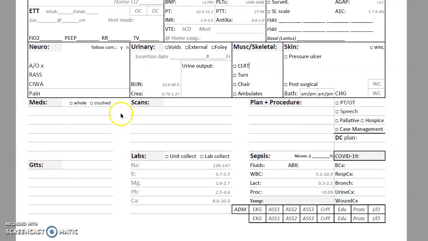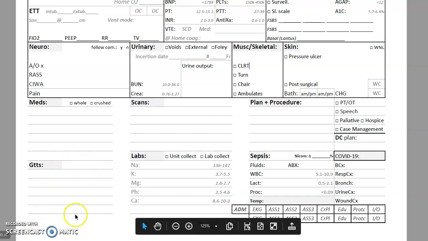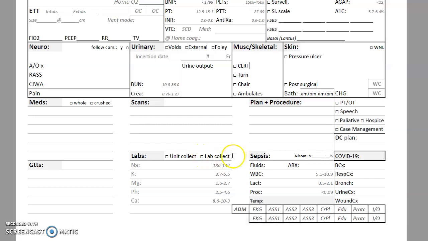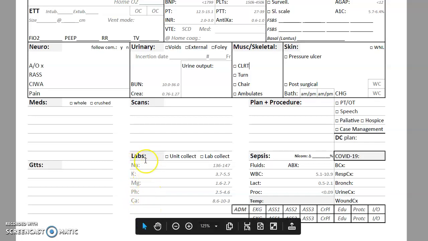So right here you will write your medication, whether the patient takes whole meds or crushed, and any drips that you have for the patient for the current time. Any scans that have been performed, X-ray, CAT scan, MRIs for this patient, and labs. Some units collect by themselves; some have a phlebotomist coming to collect for them. You can check mark right here. Those are your common electrolytes, and if you're doing any replacement, you can write it right here.